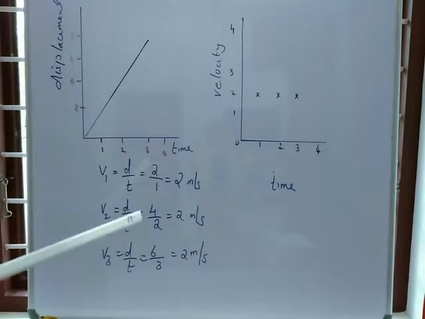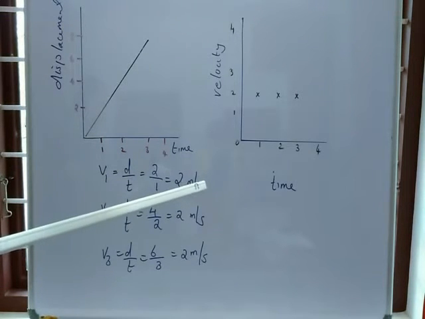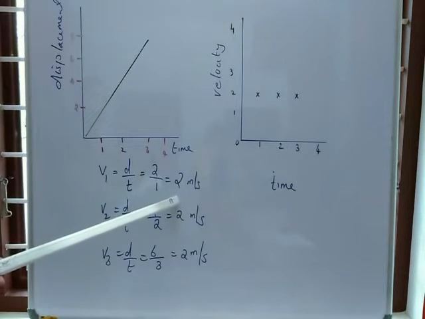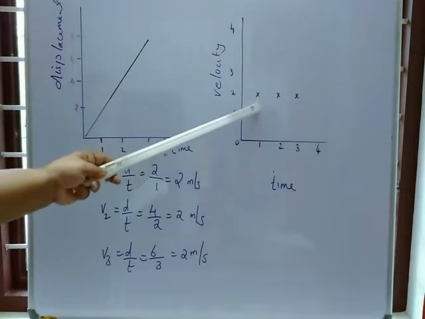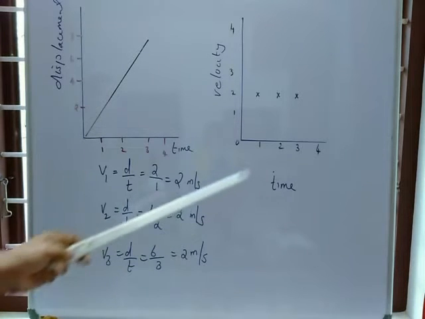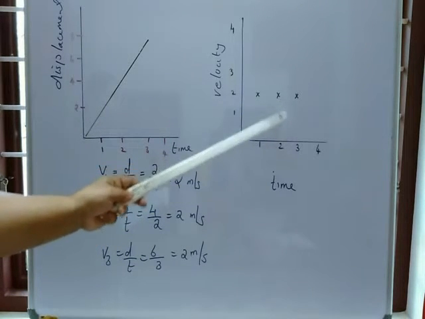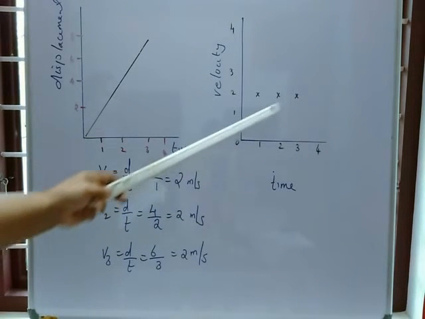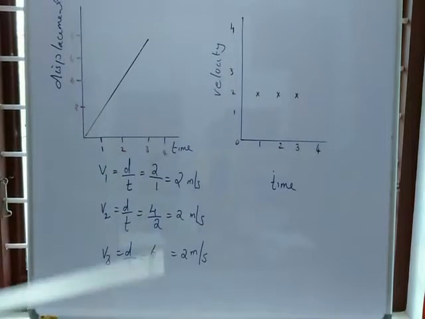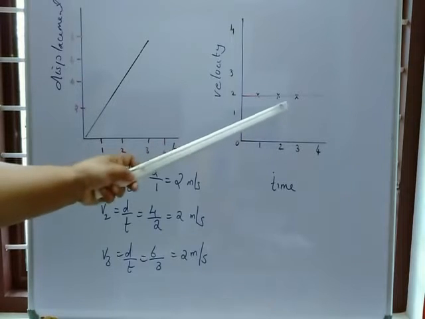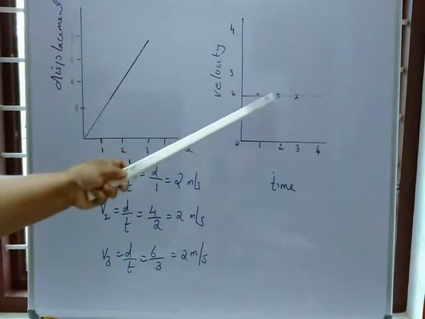you are asked to draw a velocity time graph. So we are drawing the velocity time graph. At 1 second, what was its velocity? 2 meter per second. So near 2, put a cross mark. At the second second, you find the velocity is again 2 meter per second. And at the third second, again it is 2 meter per second. So we got 3 crosses in the velocity axis.